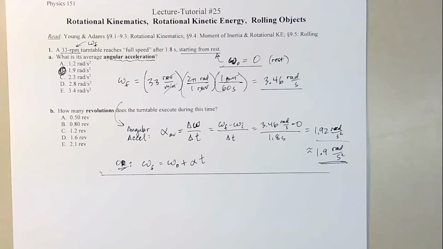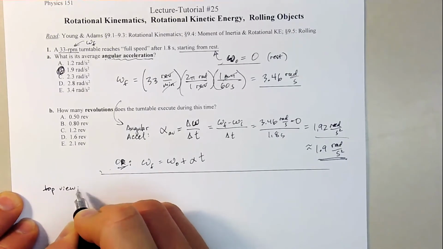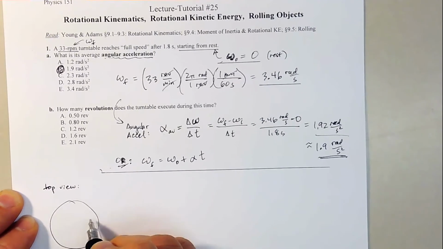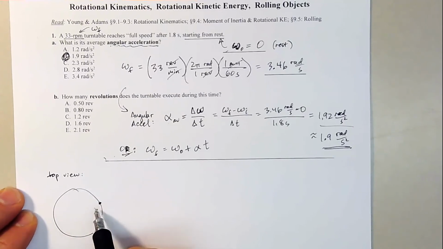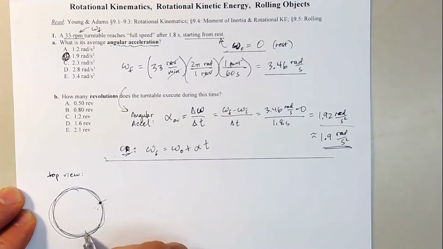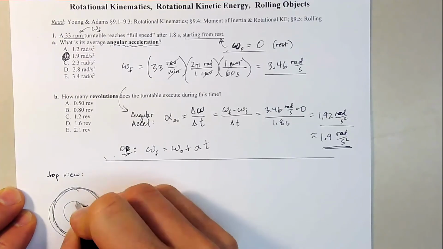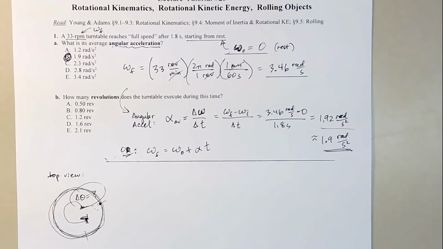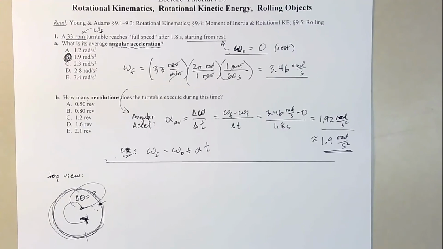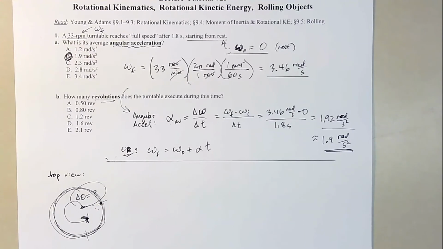Part B asks, how many revolutions does a turntable execute during this time? So if we were to look down on the turntable from above, what would we see? We would see that as it starts from rest and then gets up to full speed, the turntable will execute some number of revolutions, right? So what we would like to know is what is that angular displacement? The angular displacement, when we first calculate it from our formulas, will be in radians, and then we can convert that radians into revolutions as requested. Okay. All right, so let's do that.